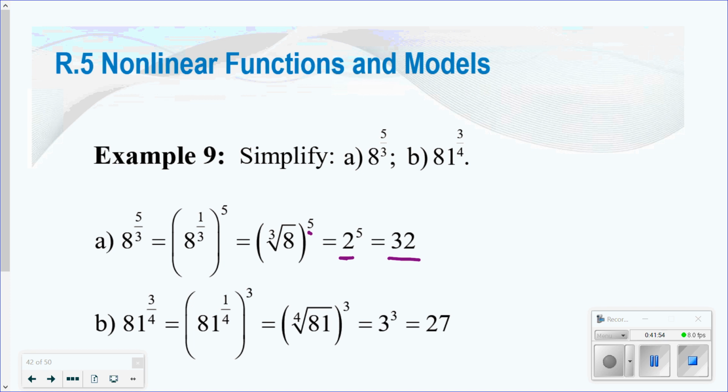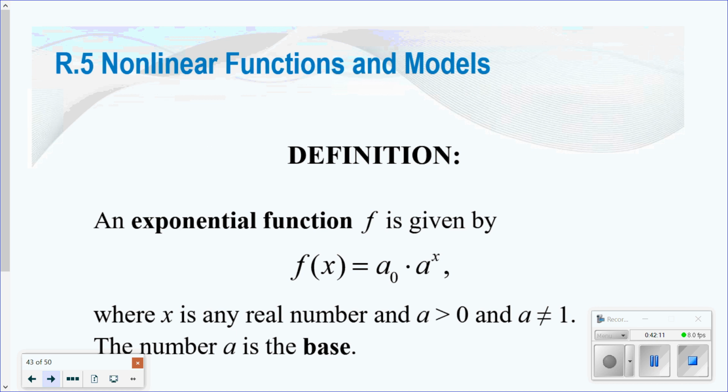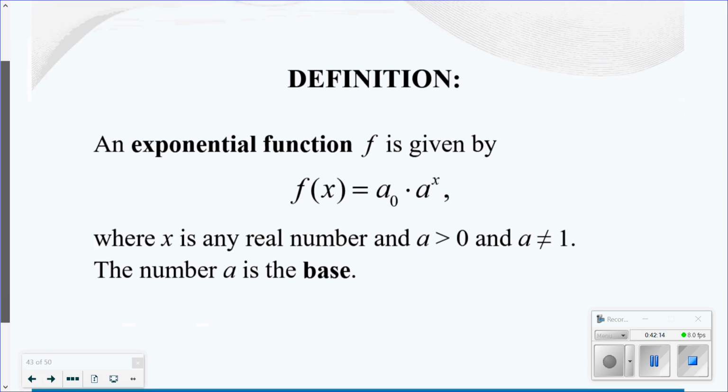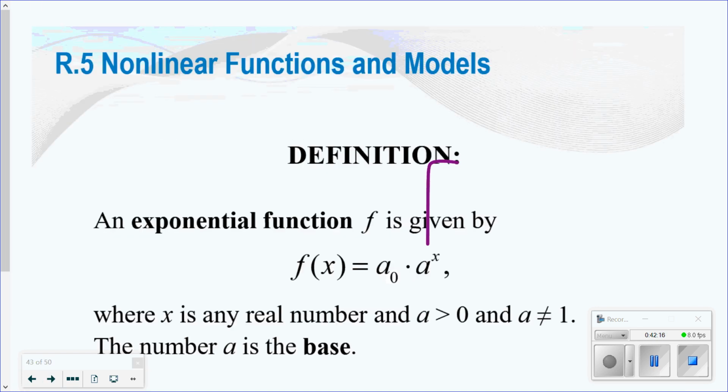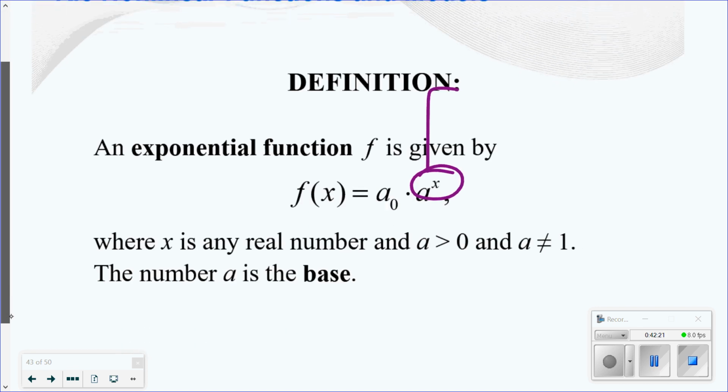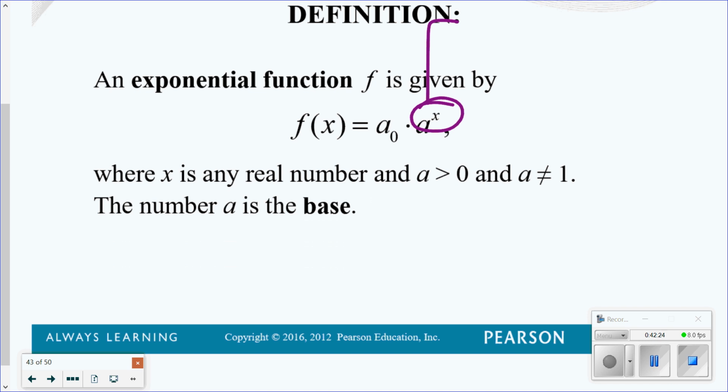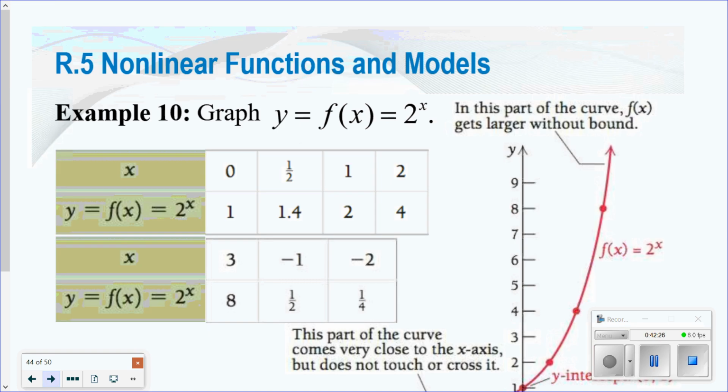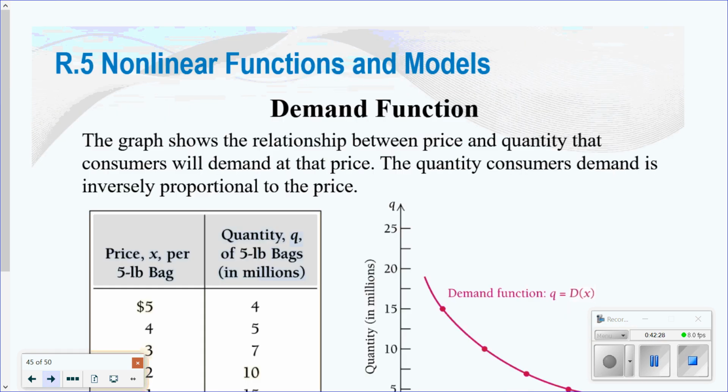If we had 81 to the 3/4, now you can take 81 and raise it to the 3rd power first, but that's more difficult. If I take the 4th root of 81, that happens to be 3. And if I cube 3, I get 27. Okay, exponential functions. Remember, the important thing about an exponential function is that the variable is in the exponent. Graph of an exponential function.